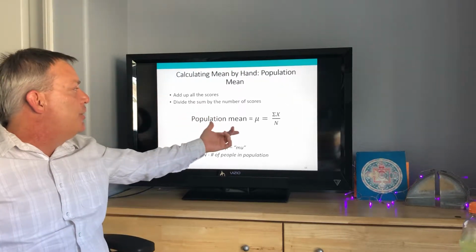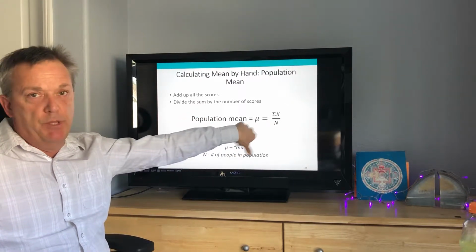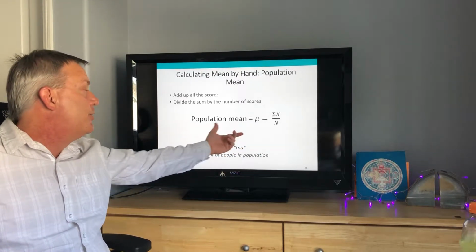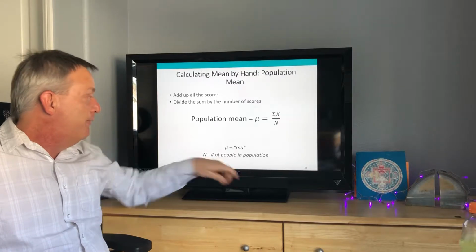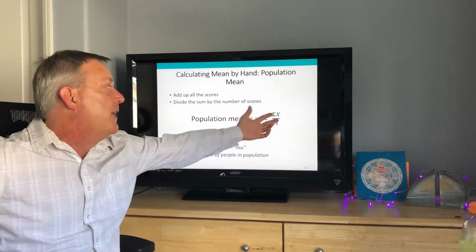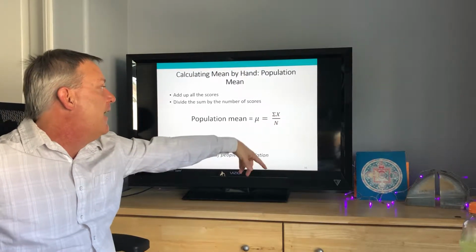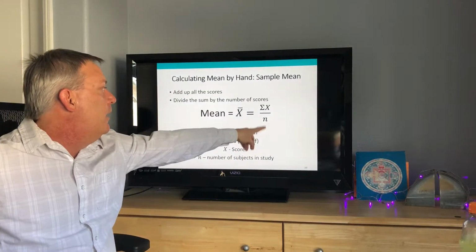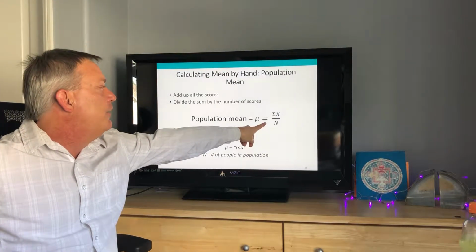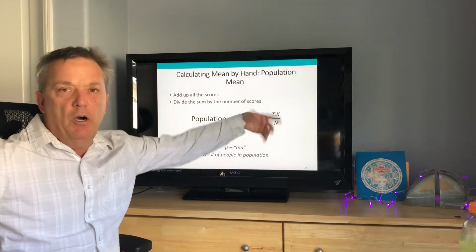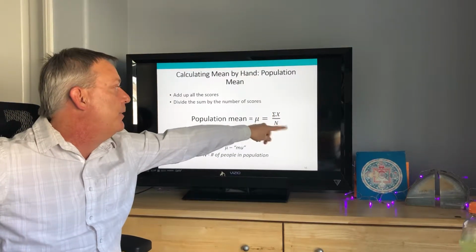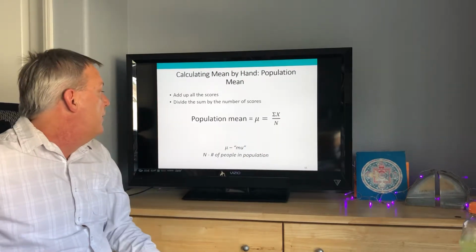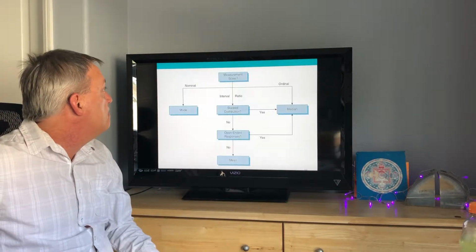Similarly, there's the population mean. Remember, the X with the bar is the sample mean. The population mean is this U with a drip on it, the symbol for mu. It's the same calculation, but instead of the small n, you have large N, and you're adding up all the scores in the population and dividing by the number of people in the population.